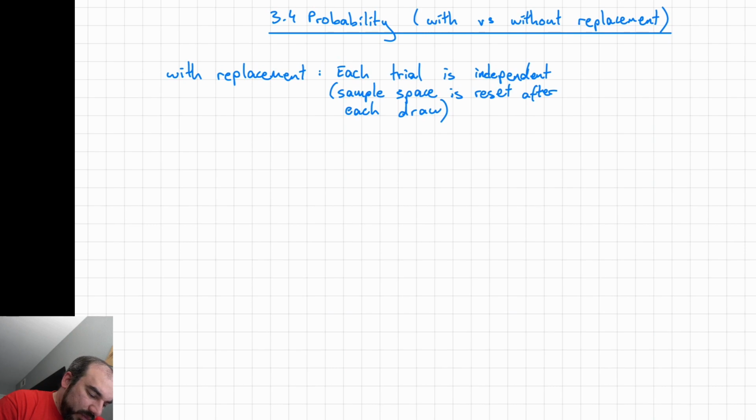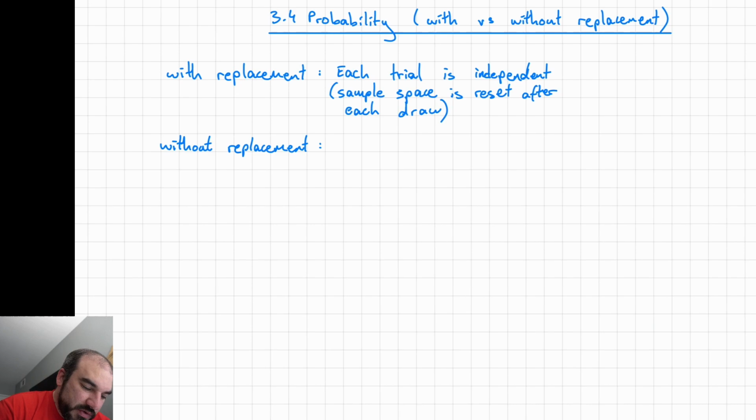For without replacement problems, these are things like if you draw a card out of a deck and then you keep that card and then you draw a second card out of the deck. What happens is because we drew that first card and we didn't put it back, the sample space is now different on the second card draw. So depending on what the first card was, the probabilities are going to be different for that second draw.